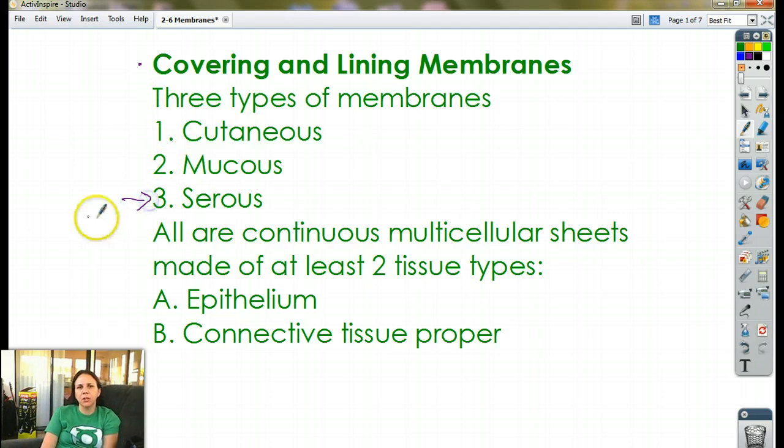This one should seem familiar since we did this pretty much last chapter. All of these membranes are made out of multicellular sheets made up of at least two tissue types, although they can include more than that. But they need to at least have epithelium, and they at least need to have connective tissue proper. And the connective tissue could be any of the multitudes that we just talked about previously.